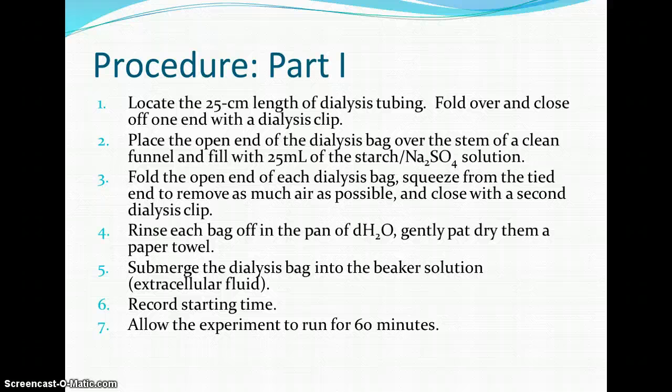And by the end of this, we submerged the dialysis bag into the beaker of our solution, which acted as the extracellular fluid, and we let that sit in there for about 60 minutes.